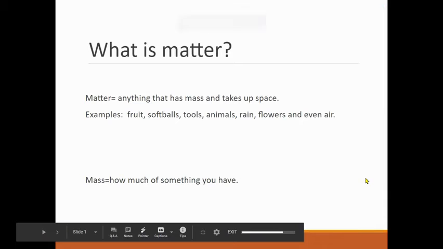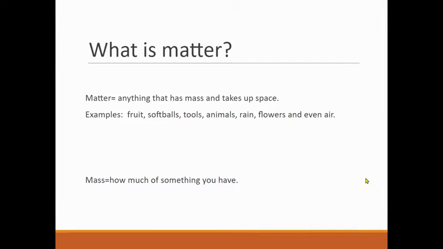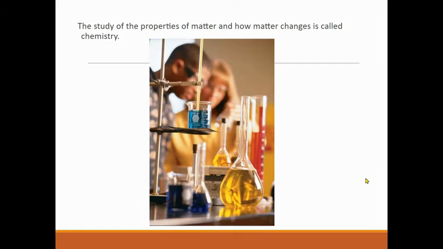What is matter? Well, matter is anything that has mass and takes up space. Examples would be fruit, softballs, tools, animals, rain, flowers, and even air. Mass is how much of something you have. So the study of the properties of matter and how matter changes is called chemistry.